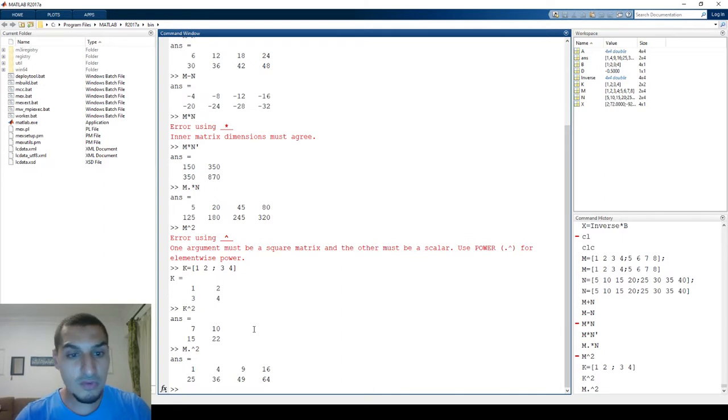So we talked about the matrix calculations for the solution of linear algebraic equations. We covered the addition, subtraction, power, and we learned the difference between the element-wise and the array multiplications and operations in general. So I'll stop here and we'll continue in the next video, inshallah.